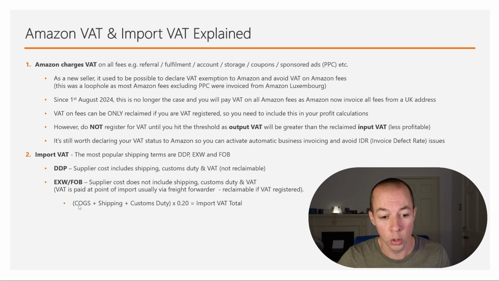You take the cost of goods, so that is the EXW or the FOB cost that the supplier has given you, add on the shipping cost plus any insurance related to that shipment, then you add the customs duty, and then you times it by 0.2, which is the 20% VAT rate, and that will give you your import VAT total. So you pay import VAT on the total, the cost of goods, the shipping, and the customs duty. You then pay 20% on that. So you're basically paying tax on a tax, or you're paying 20% on the customs duty as well.